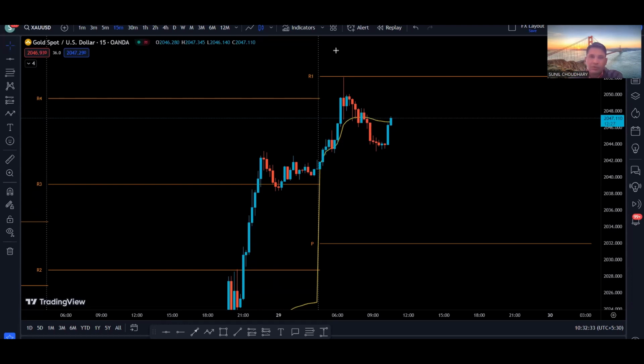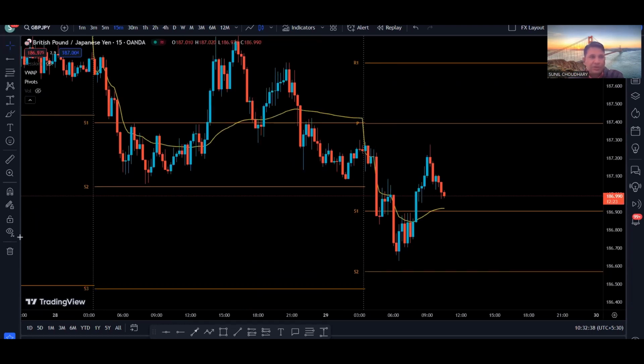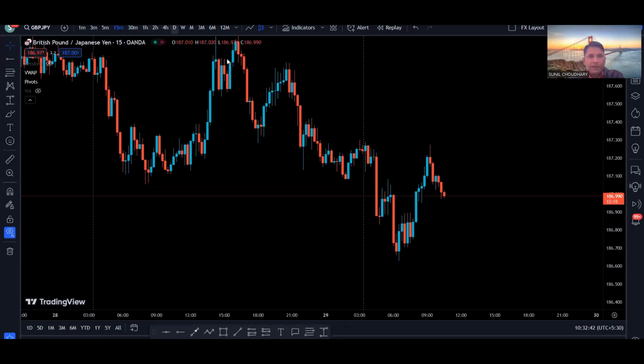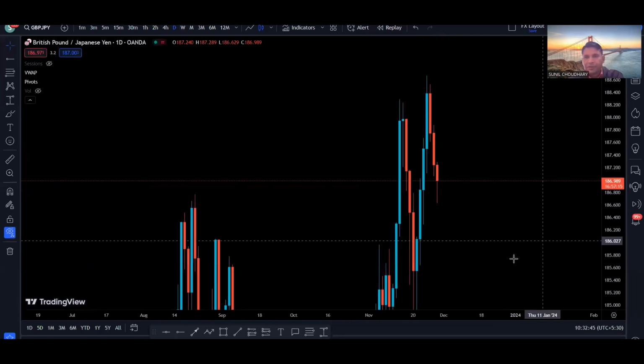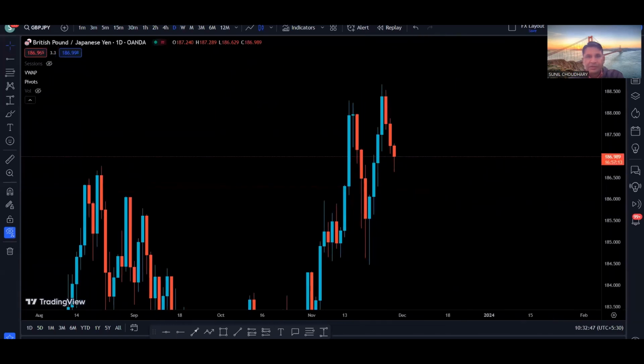So now let's go to GJ and see what is happening on the GJ. Let's go to the daily first. On the GJ, we can see that the price is coming down on the daily. The price was going up, and we got this bearish candle closure on the daily, which means we got resistance, right? Since then, yesterday's candle also closed bearish, and today's candle is still in progress.